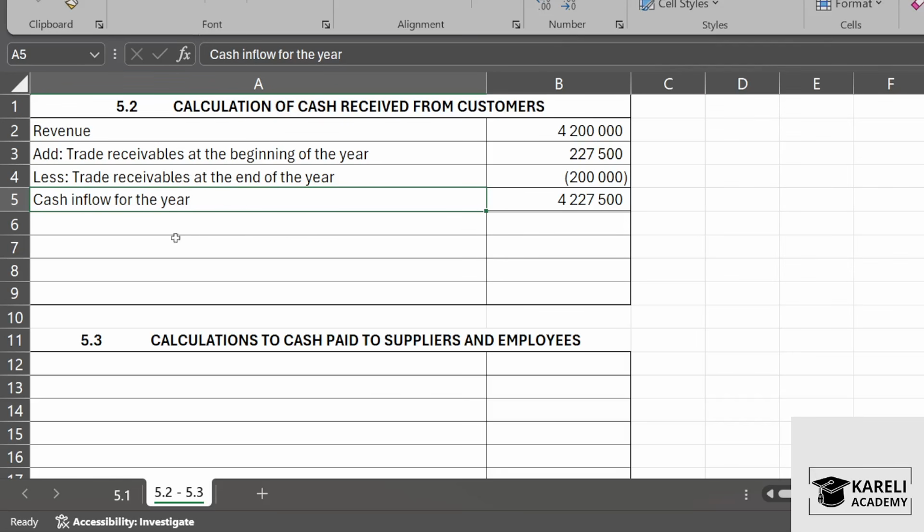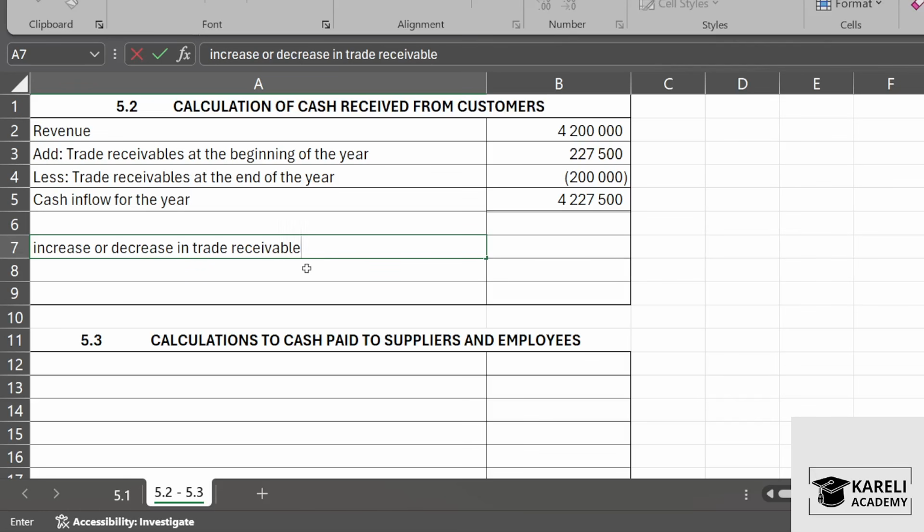Right now, there are some lecturers who are going to teach you that for trade receivables, you need to have an increase or a decrease in trade receivables. Now, guys, that is still correct.